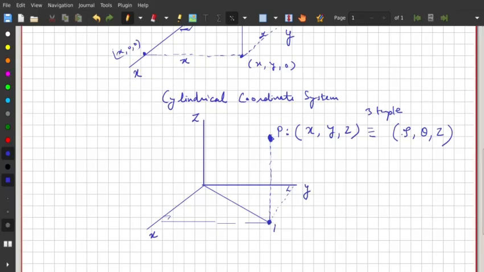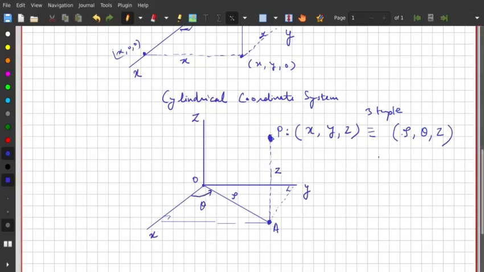where rho is the distance from the origin to this point. Let's call that point A. So this distance from the origin to point A, that is rho. The angle that OA makes with the x-axis, let's call that theta, that's the azimuth angle, and this is the height, which is z itself.